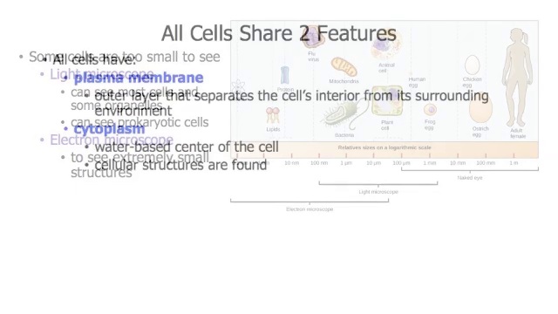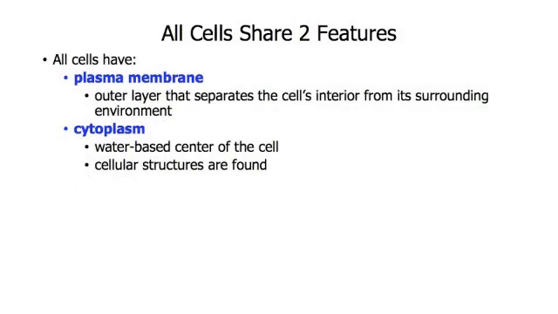Moving on to the next slide, all cells share two common features, and that is they have a plasma membrane. That's the outer layer that separates the cell's interior from its surrounding environment. And they have cytoplasm, which is the water-based center of the cell. The cellular structures, if there are any, are found in the cytoplasm. So yes, a cell has to have a plasma membrane, otherwise it's not a cell.